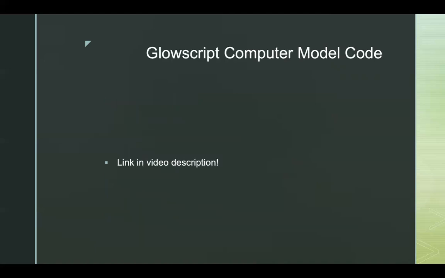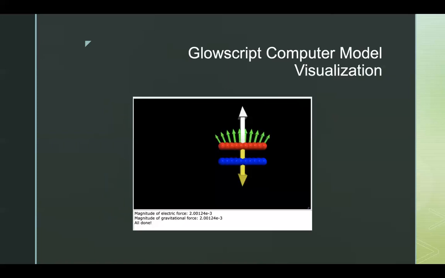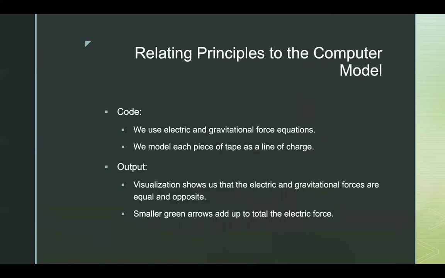So the link to the GlowScript computer model code is in the video description. Here is the visualization from that GlowScript code. And at the bottom window, we can see that the electric force and gravitational force are equal to each other in magnitude. And you can also see the green arrows that add up to give us our final electric force.